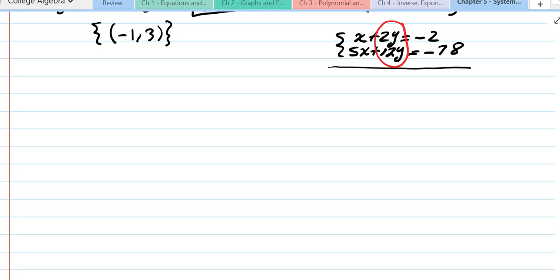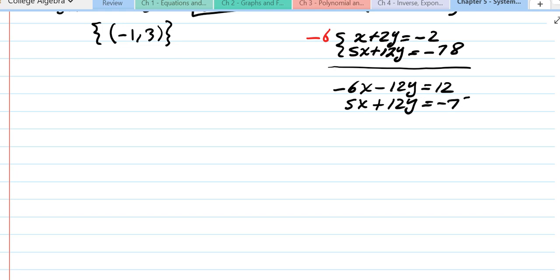I have 2 and 12. So all I would do, if you want to eliminate y, the opposite of 12 is negative 12. So you would multiply the top by negative 6, right? In fact, let's do that. Since we solved for x earlier, let's do y on this one. And since we eliminated x in the previous one, let's eliminate y in this one. So distribute negative 6 to the first equation. We get negative 6x, negative 12y equals 12. The second equation is 5x plus 12y equals negative 78.